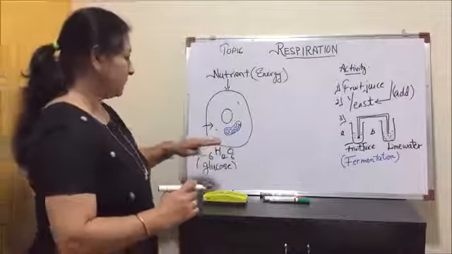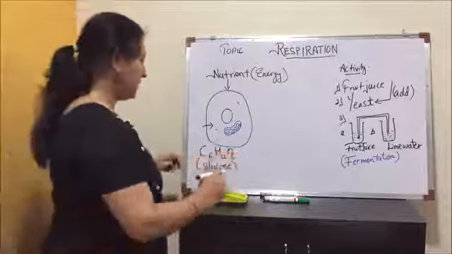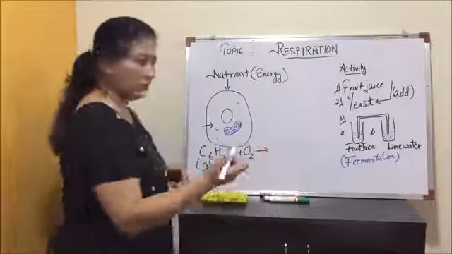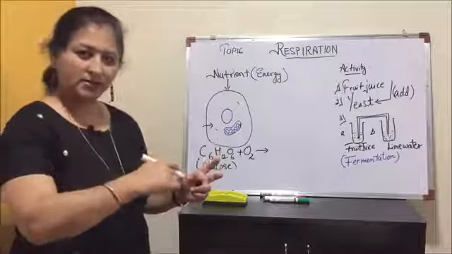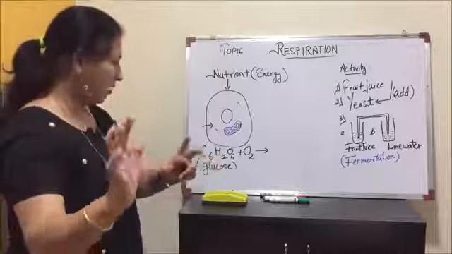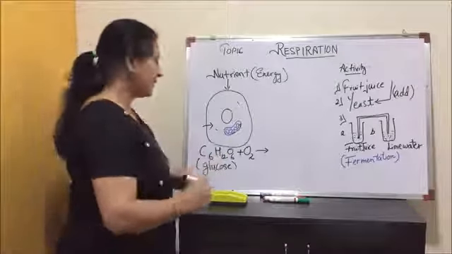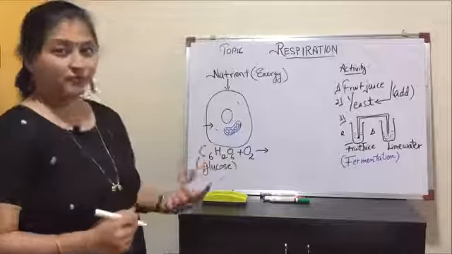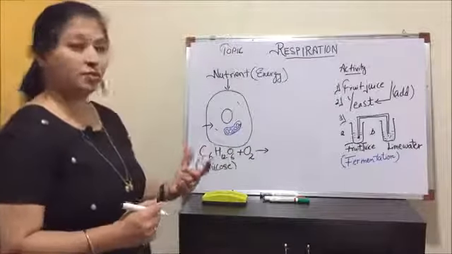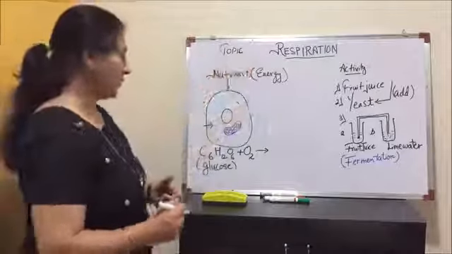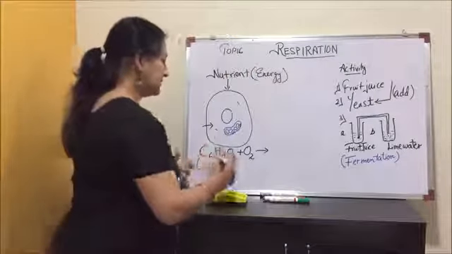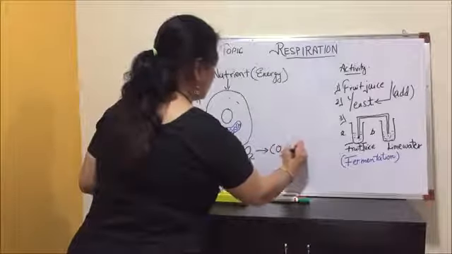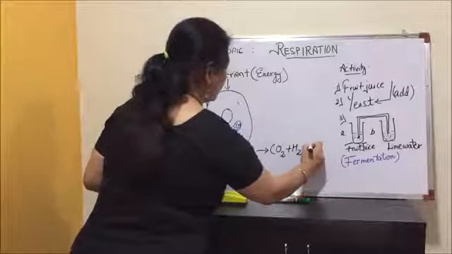The resultant reaction: glucose, when it comes into contact with oxygen. We all know that cells take in oxygen and give out carbon dioxide. But how has this carbon dioxide come, first we have to find out. So glucose in the presence of oxygen, what happens? Oxidation, which is known as respiration. This process gives carbon dioxide, it gives water, and it gives energy.